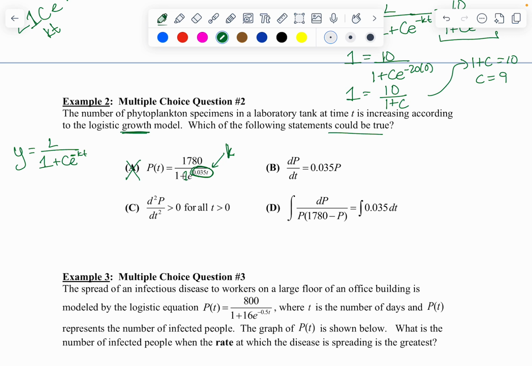B, this one cannot be it because this is not a logistic growth model. This is actually an exponential growth model. And they told us that the bacteria is growing based on a logistic growth model.